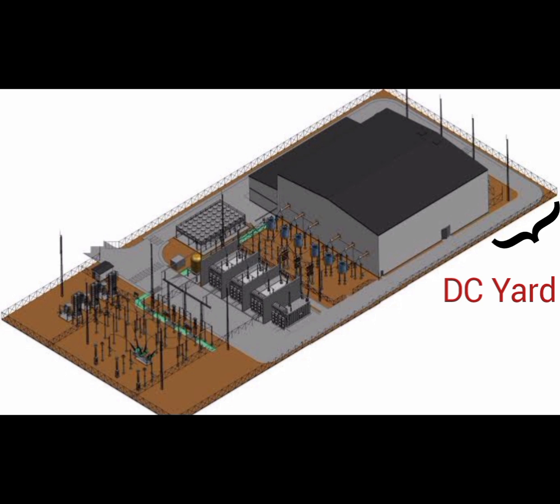DC yard, located on the other side of the valve halls, includes DC switching equipment, for example circuit breakers, disconnectors. Filtering equipment, for example DC filters, smoothing reactors. Purpose: connects the HVDC station to the DC transmission line. Provides switching and filtering capabilities for the DC output.